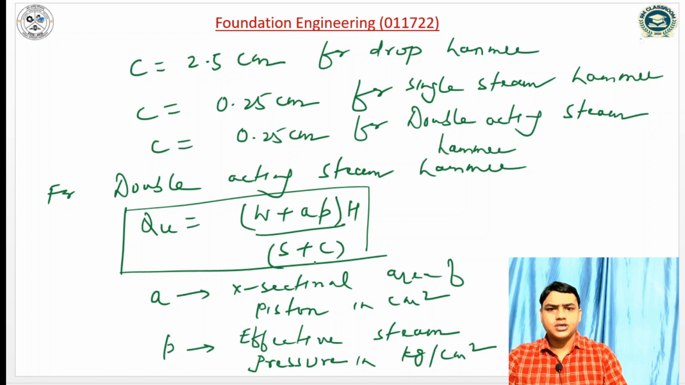So here we can compute the allowable load for the double acting steam hammer: W plus AP into H divided by S plus C, where W is the weight of hammer, A is the cross-sectional area of the piston, P is the effective steam pressure, H is the height of fall, S is the settlement of the pile, and C is the constant, generally we take 0.25 centimeter. Here we are determining the allowable load or safe load.